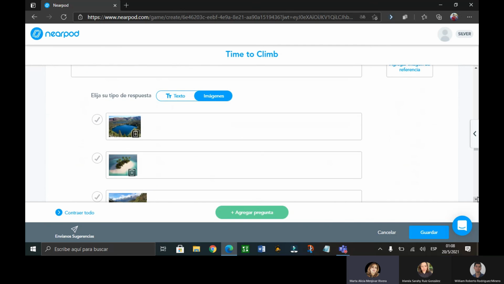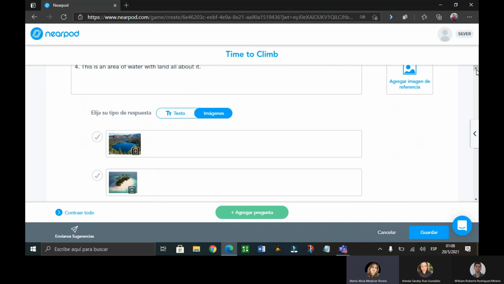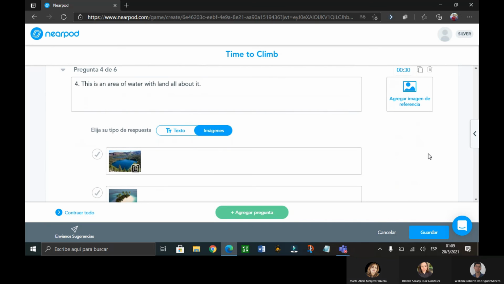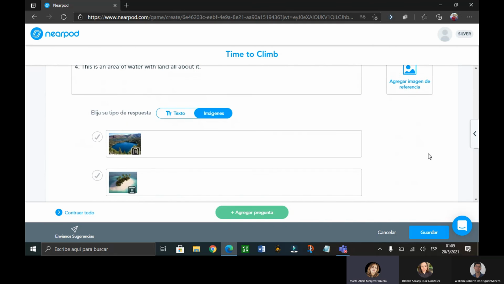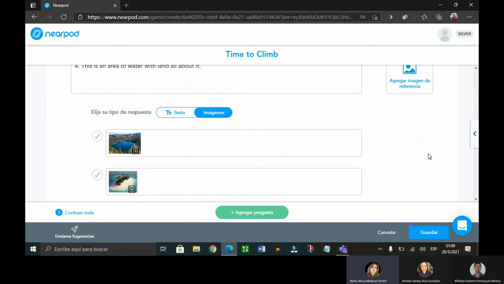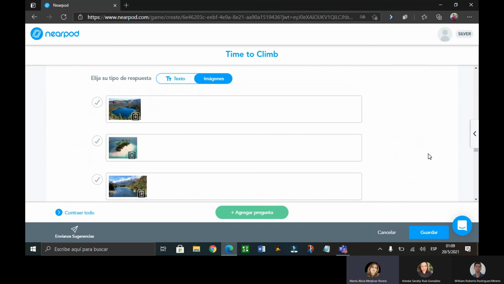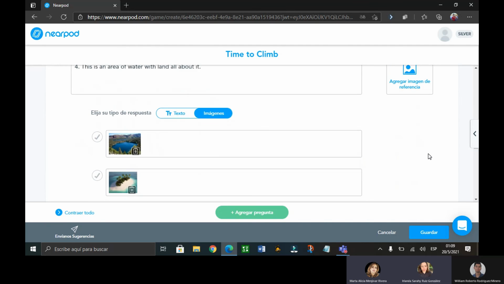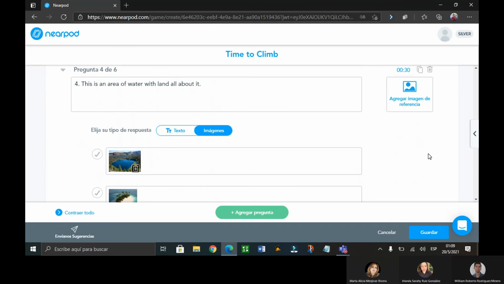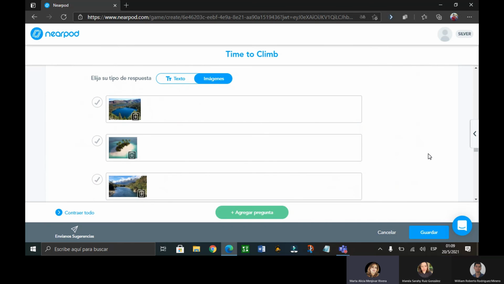Question number 4. This is an area of water with land all about it. It means surrounded by land. An island? No, this is an area of water with land all about it. The first one. Exactly. It is a lake.